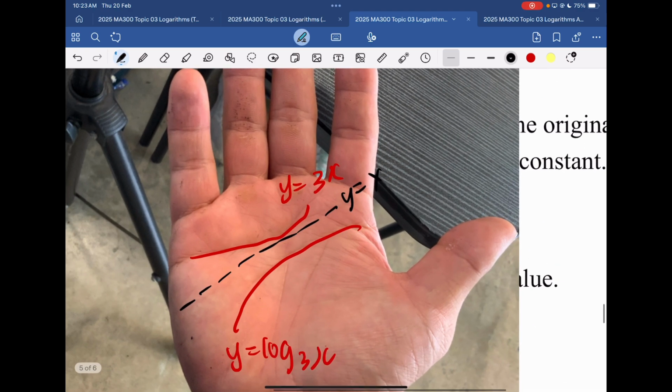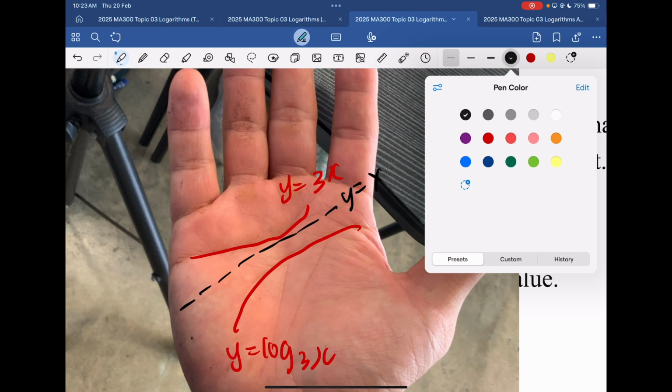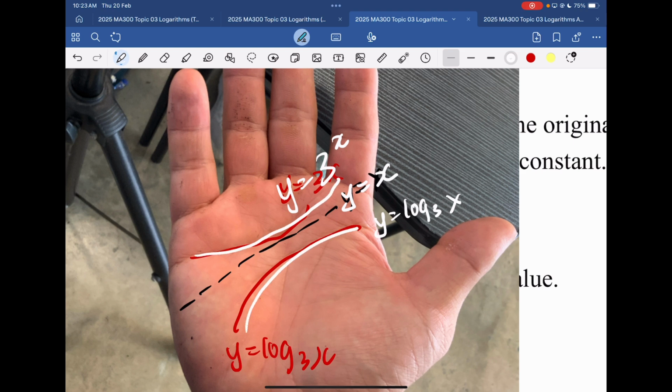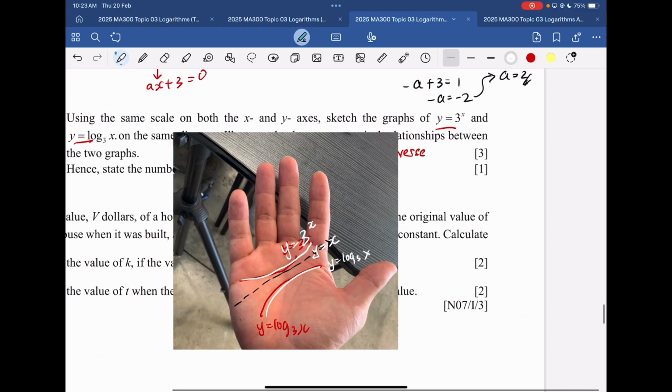This is y equals to x. This is y equals to log base 3x. This is y equals to 3 power x. Clear so far? Right? So this is the line. The answers to question 2 is literally found in your hand.